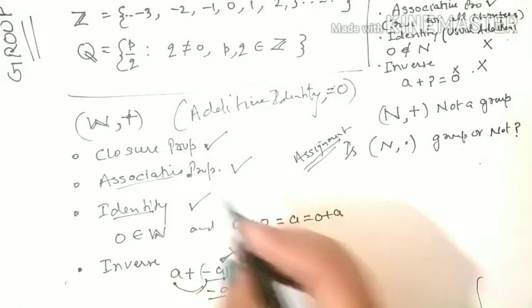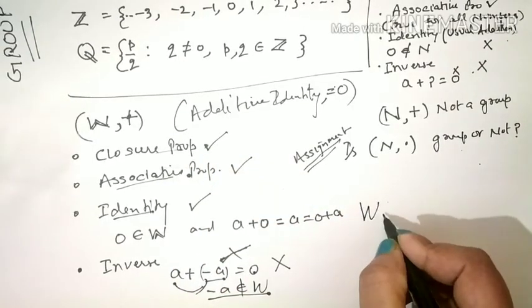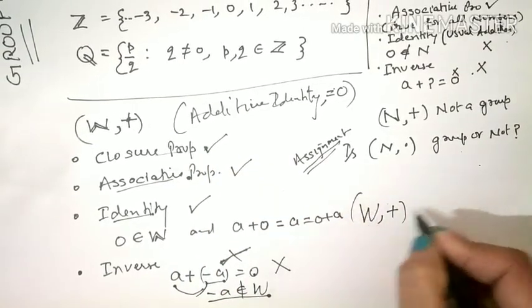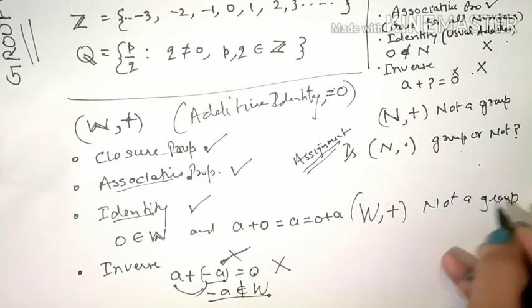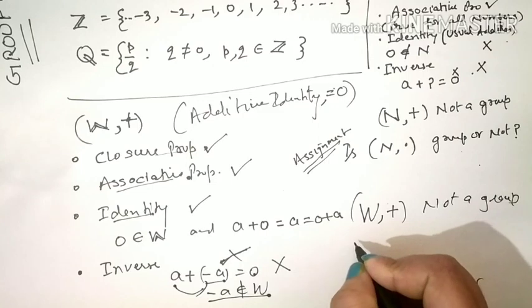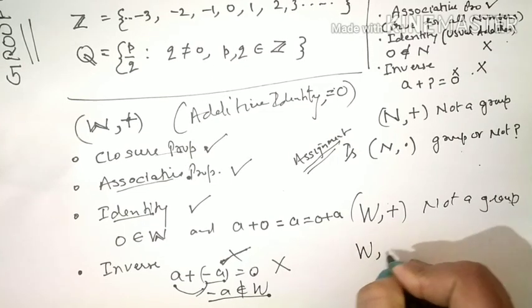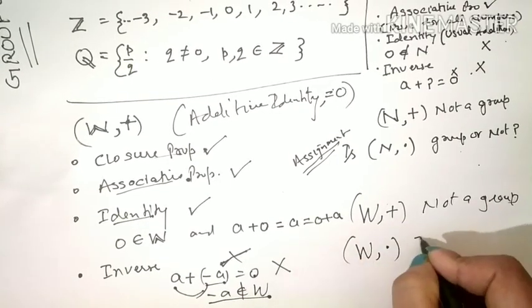So this is again W under the addition operation, not a group, right? And you can check for under multiplication.